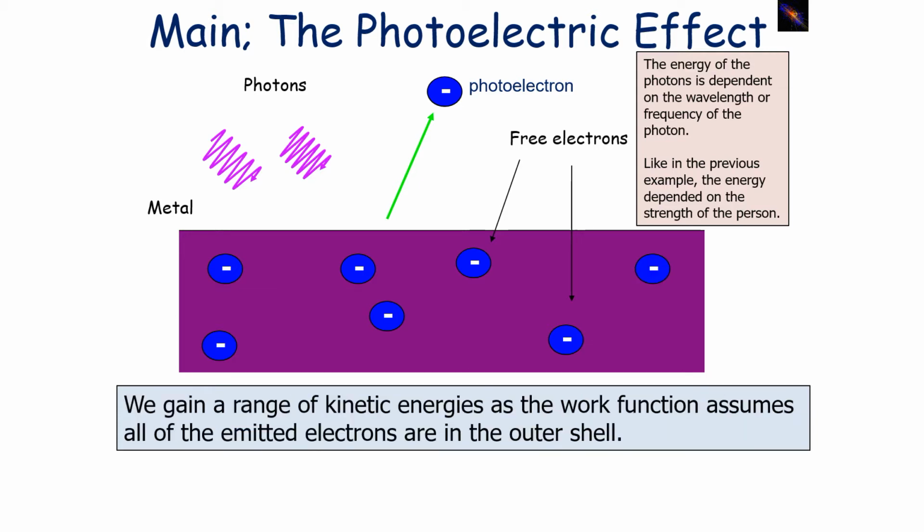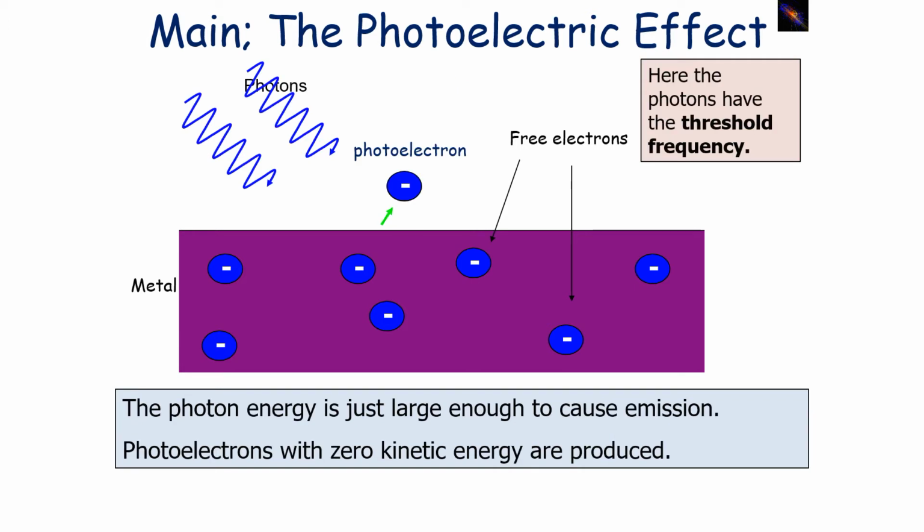Now we gain a range of kinetic energies as the work function assumes all of the emitted electrons are at the surface of the metal, which is not the case in reality. Now the photon energy is large enough in this instance to cause emission, and if that's the threshold frequency, photoelectrons with zero kinetic energy must be produced.